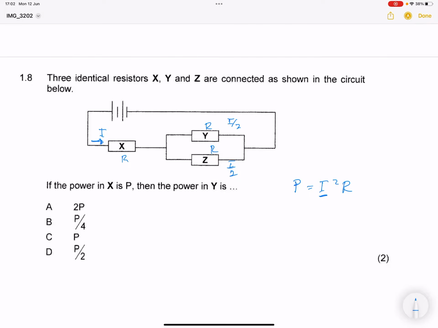So that would be the power on X. But now when you talk about the power on Y, the current there is I over 2, but remember, you square that, multiplied by R. So it's going to be I squared R over 4, which means it will be the power in X divided by 4. So it's going to be P over 4. Remember that the power in X was called P. So definitely the answer would be B, that's P over 4.